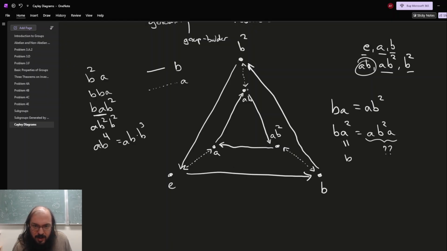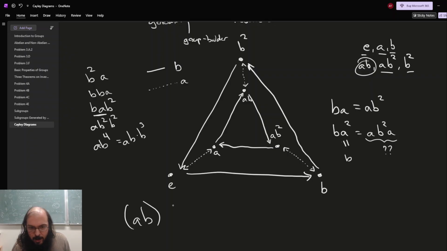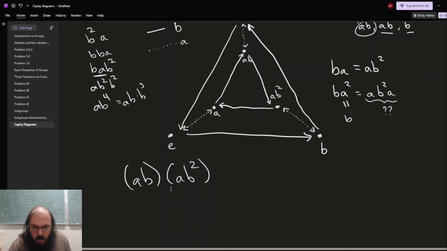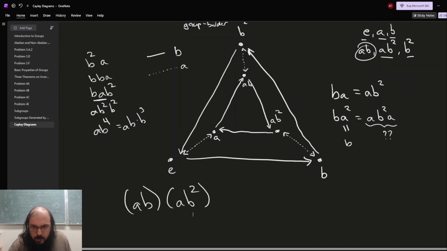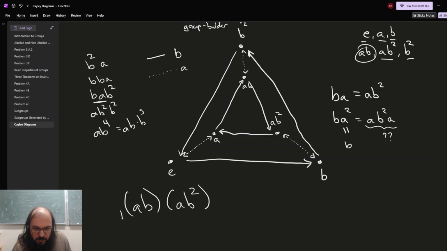Let's start with the element ab, and then let's multiply by one of the other group elements that seems complicated and is not a generator. So how about ab squared? What you notice is at every step, we are multiplying on the right. So what this means is we start with this guy, and then we first multiply by a, and then we multiply by b twice as we work to the right.